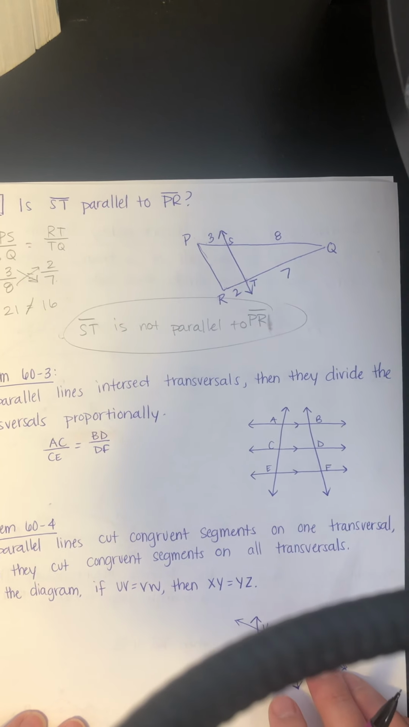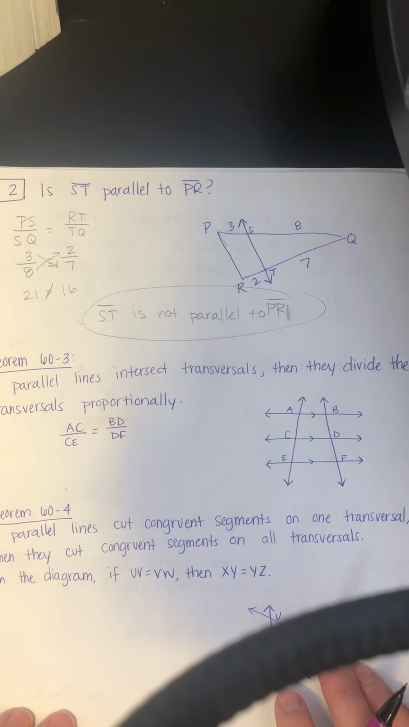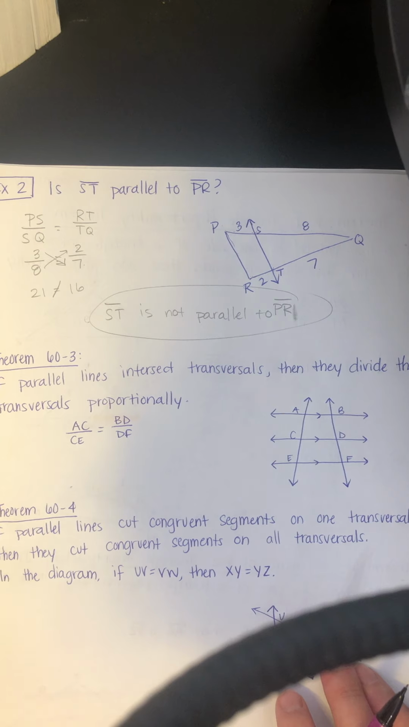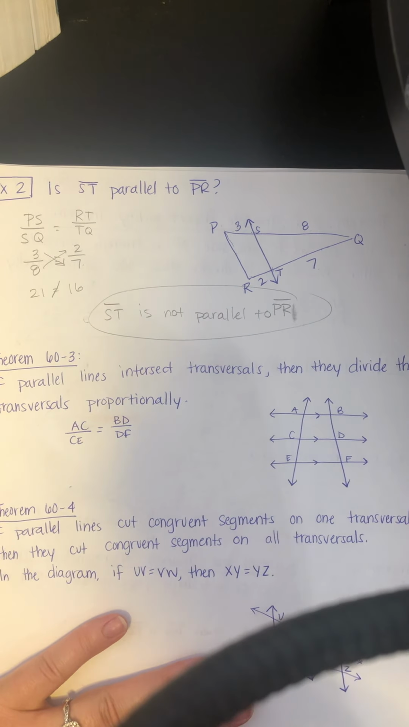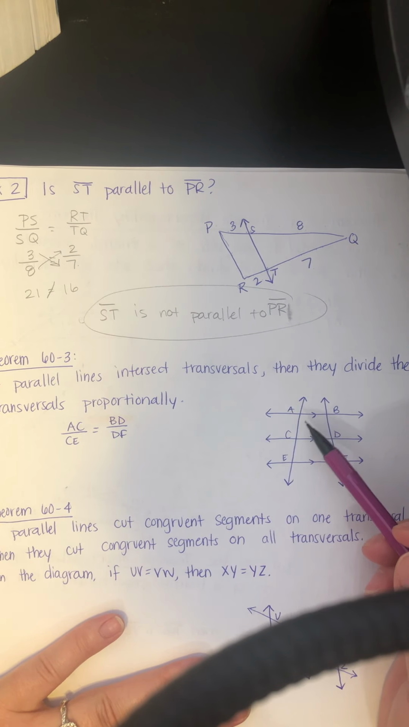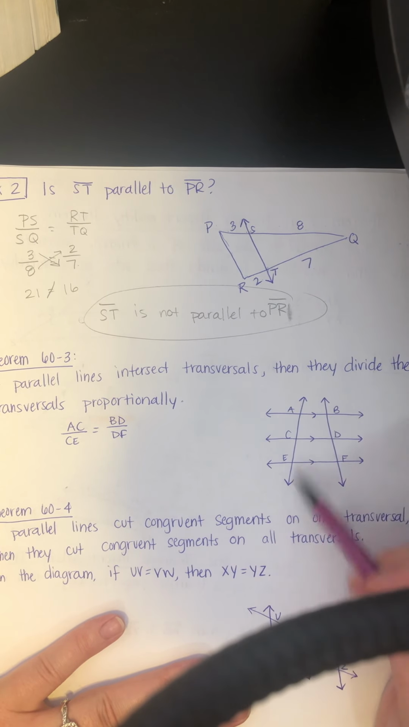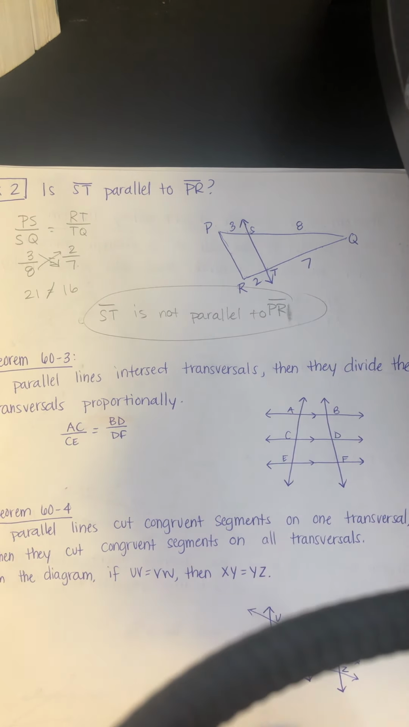Okay, theorem 6-3. It says if parallel lines intersect transversals, then they divide the transversals proportionally. So you should know what a transversal is. It's this line right here and this line. It's cutting parallel lines. It's cutting through parallel lines.